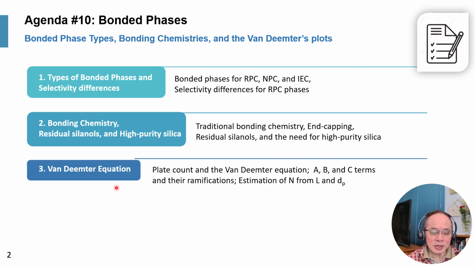Number three, we discussed the Van Deemter equation. What is plate count and what are the three Van Deemter equation terms, A term, B term, and C term, and their ramifications, and how to estimate plate counts from the length and also the particle size.